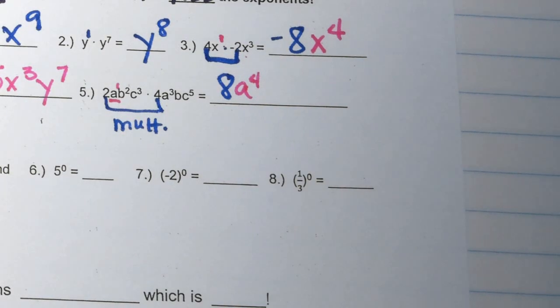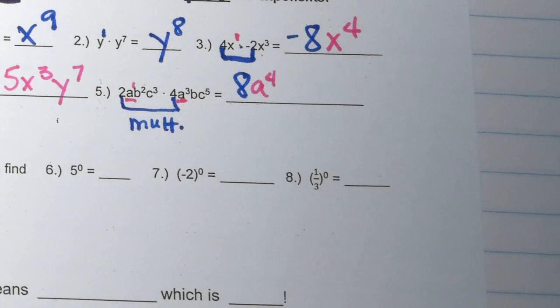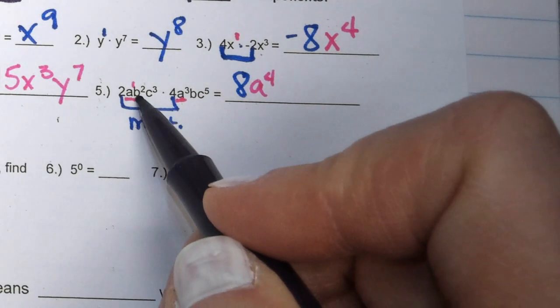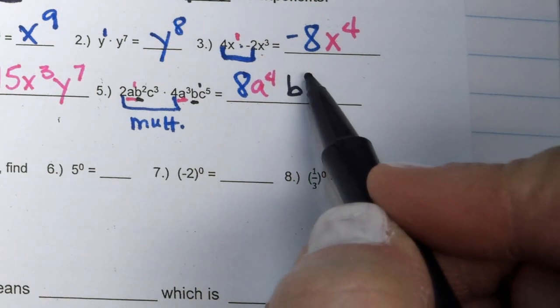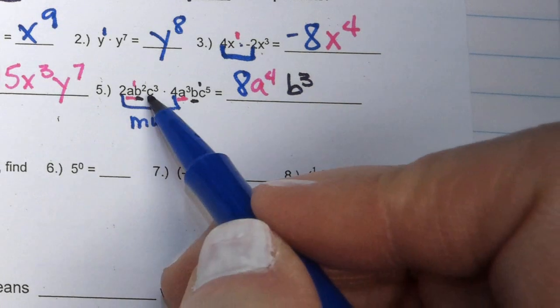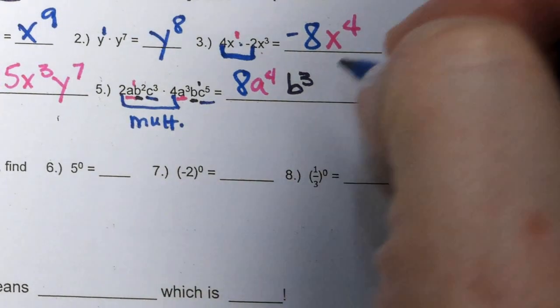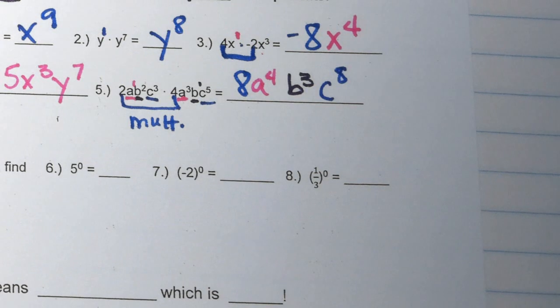Then we have, I'll color code that for you, b to the 2nd times b to the 1st. Add those exponents. That's b to the 3rd. And then lastly, we have c to the 3rd and c to the 5th. Add those exponents, you get c to the 8th. That's your answer.